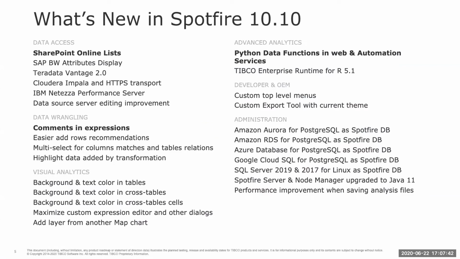So what's new in Spotfire 10.10 then? This is a big update with highlights again, such as Python data functions in web and automation services, SharePoint Online lists and comments in expressions. And to present all the new things, I will start with advanced analytics, move to visual analytics, then developer and OEM. Then Thomas will tell us everything for data access and data wrangling. And finally, Miguel will tell us what's new in server and administration.